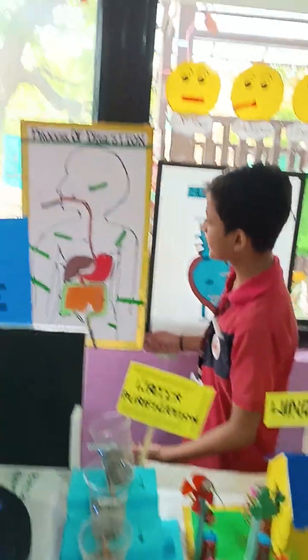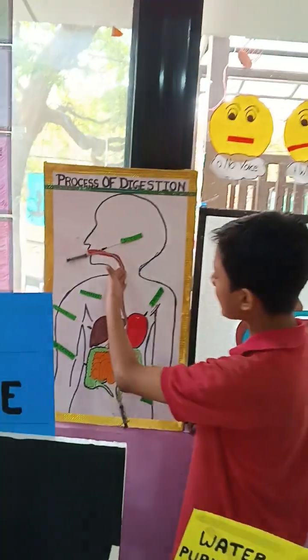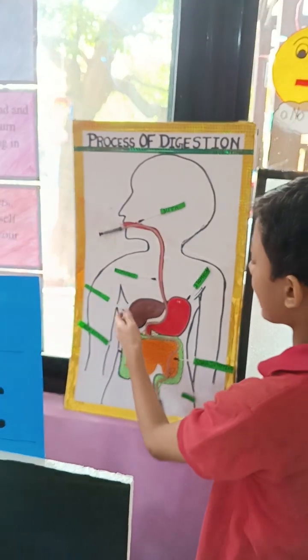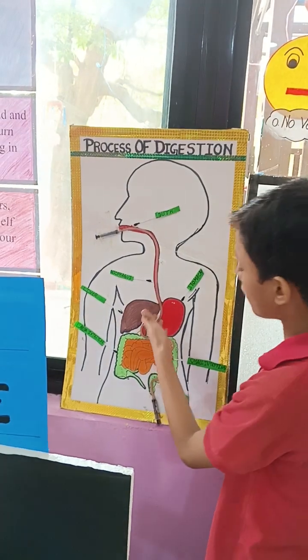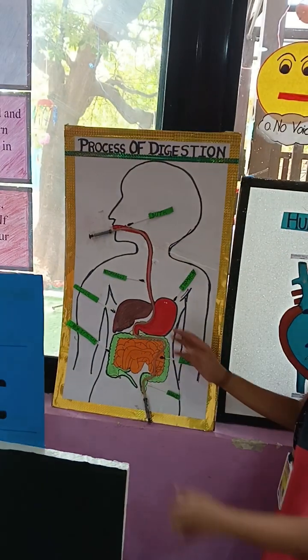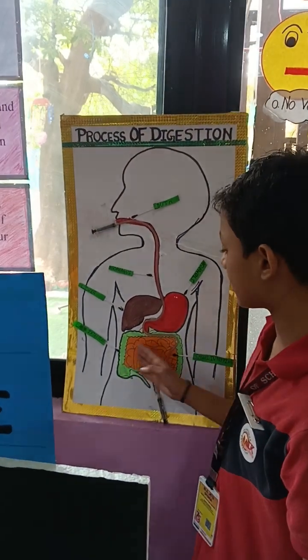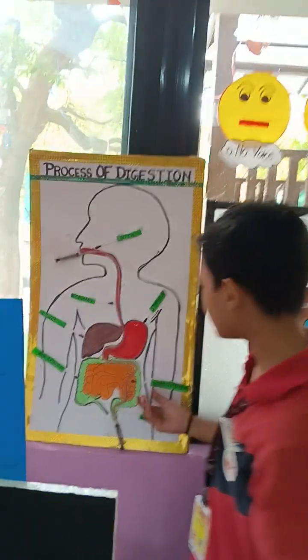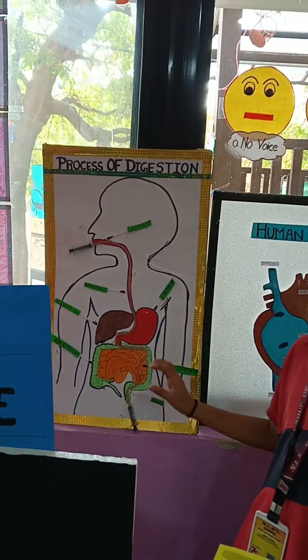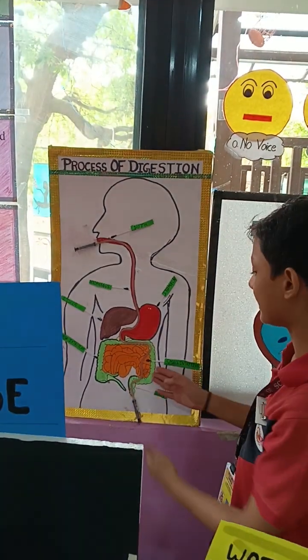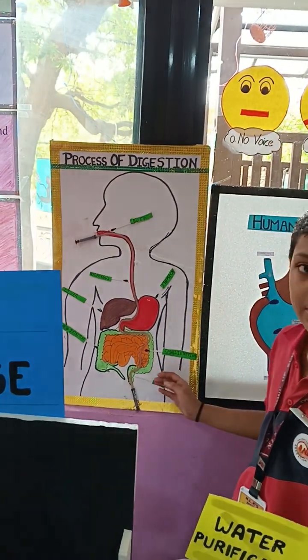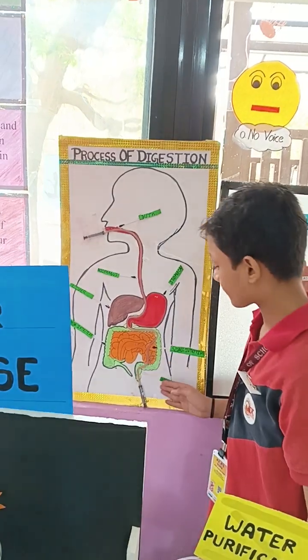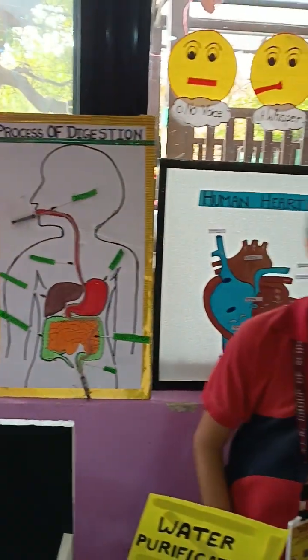This is our digestive tract. When we eat, food goes to the stomach and we get the digestive juice from the liver. And when the food comes from the stomach into the large intestine, it is digested, and whatever is left goes to the small intestine, and then the waste comes out.